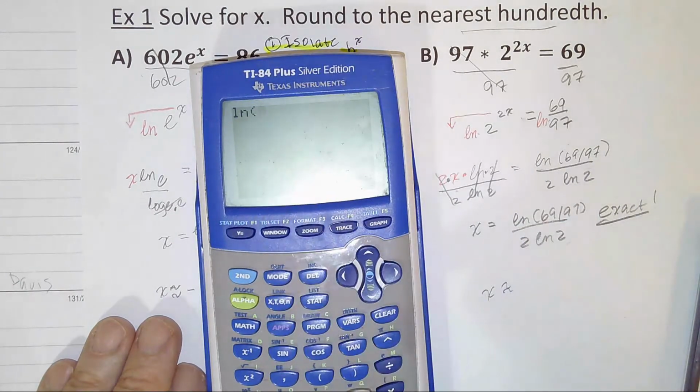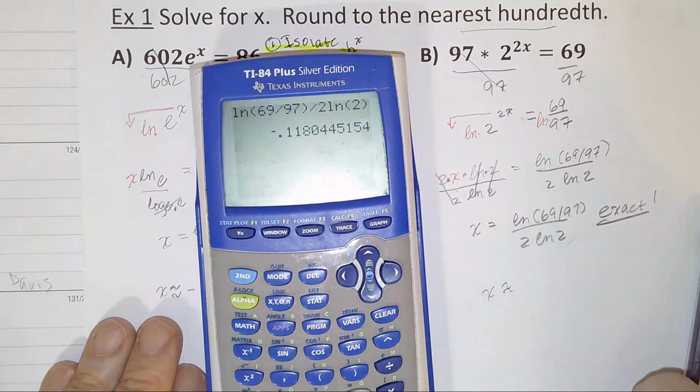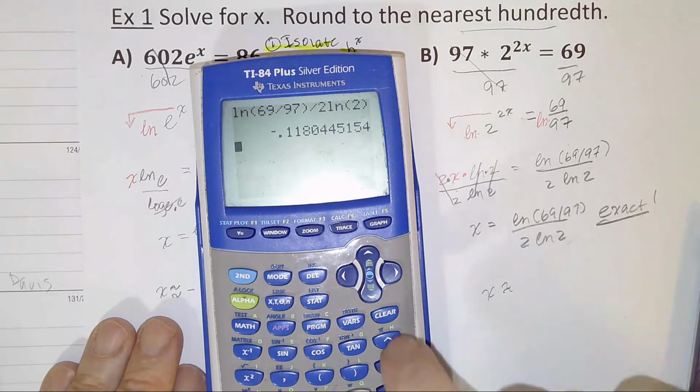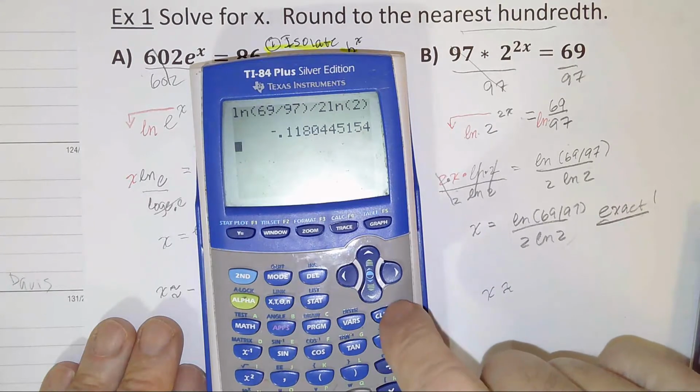So in the numerator, I'm going to put 69 divided by 97 in the natural log parentheses, and then I'm going to hit divide. Then I'm going to type in 2 natural log of 2. So 2 natural log, put in parentheses the 2, close it, and hit enter. And whoops, let's see, I think I missed a... Okay, I need to do parentheses in the denominator. So let's do that one more time.